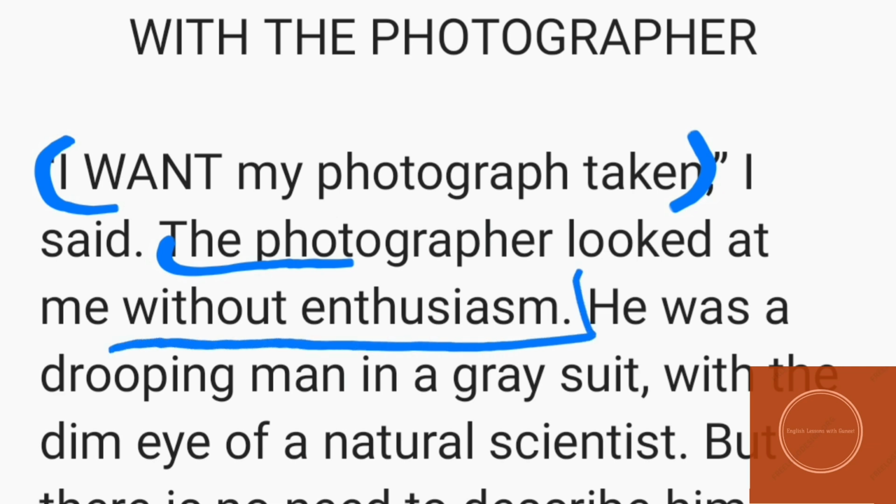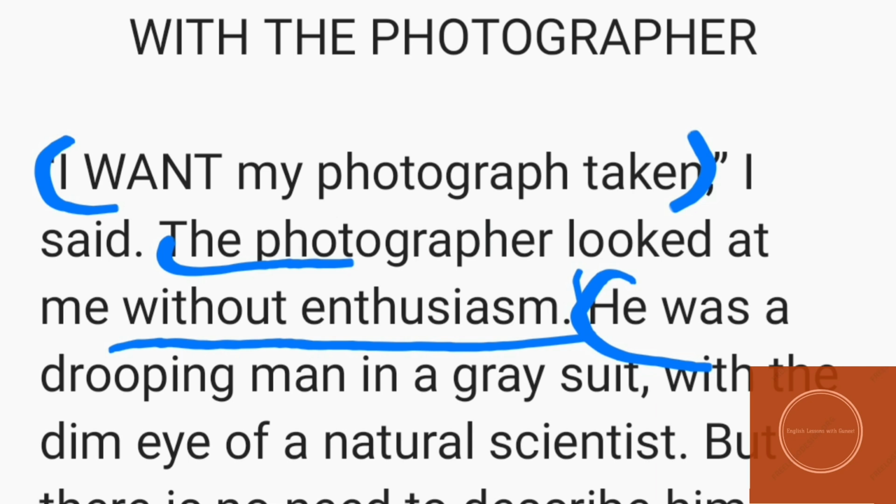Then he was a drooping man in a grey suit with the dim eye of a natural scientist, but there is no need to describe him. Everybody knows what a photographer looks like. Here, the narrator is stating the physical appearance of the photographer, what he is wearing and what he looks like. This is also important as it can come in the exam: what was the look of the photographer?